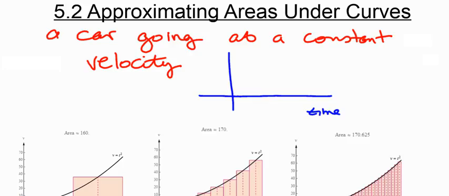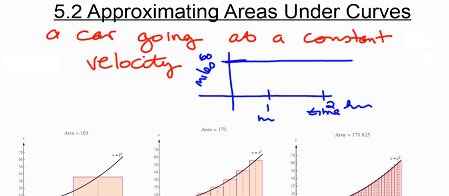or time, miles, distance, not speed there. And so I would say if a car was going, let's say 60 miles per hour in a constant velocity, so it's a straight horizontal line, what would happen? We could figure out what was happening when it was going 1 hour, and what if we wanted to know when it was going 2 hours?